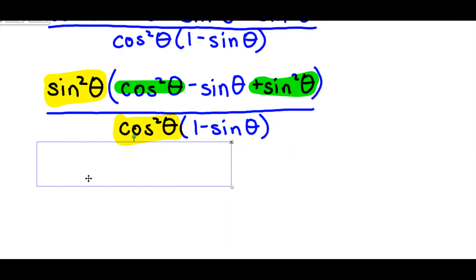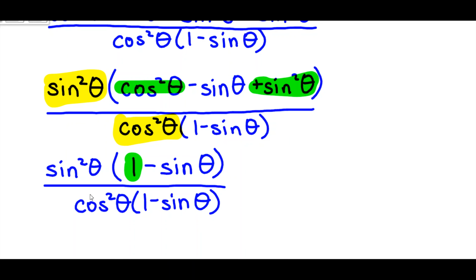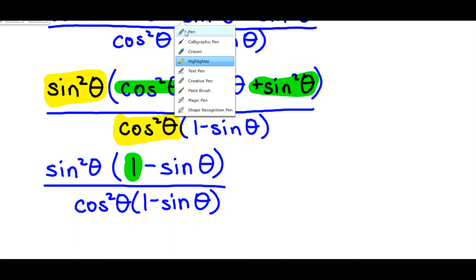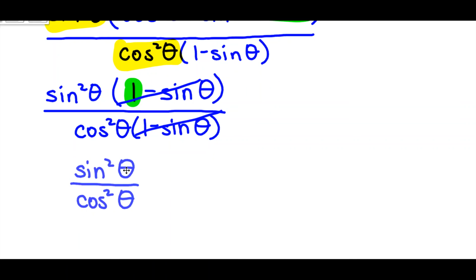So I'm going to show that here. So I have cosine and sine. That is being replaced with this 1. Minus sine theta is staying there, and my denominator is staying the same. Now, when I do this, I can see, hey, 1 minus sine theta on the top, 1 minus sine theta on the bottom. I can cancel those two things out. So I'm going to take this and this. Those divide out, they're going to be equal to 1. And that's going to leave me with sine squared theta over cosine squared theta.